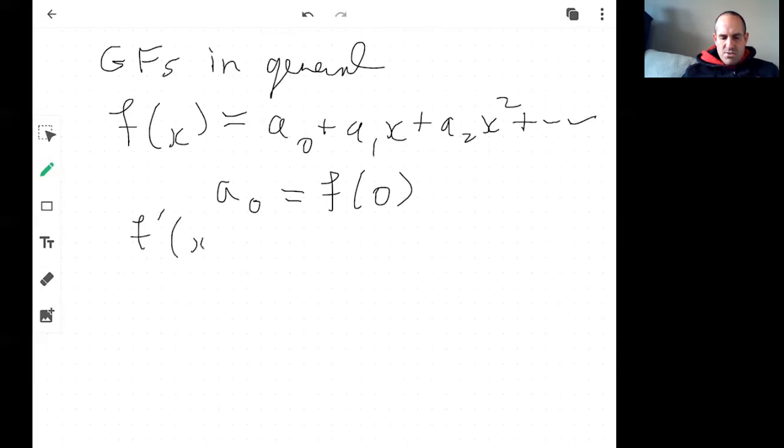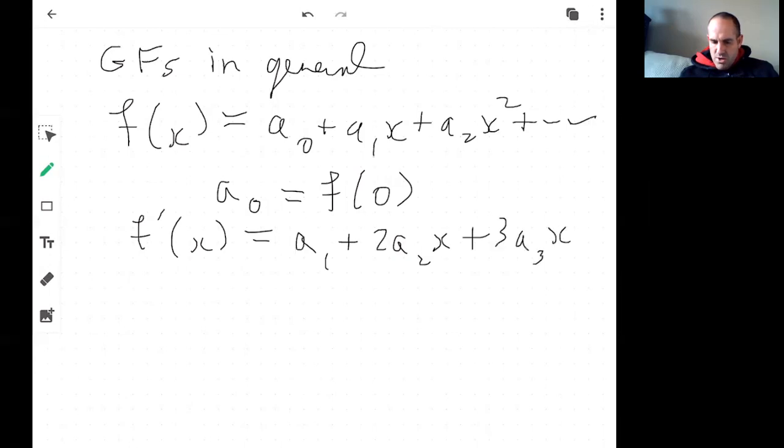So f prime of x is equal to a1 plus 2a2 x to the first power plus 3a3 x squared plus etc. Okay. And of course, we see that a1 is therefore f prime evaluated at 0.